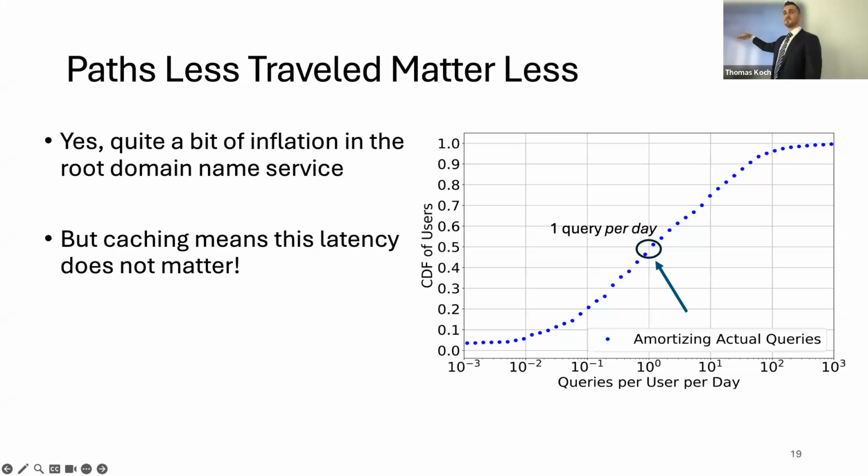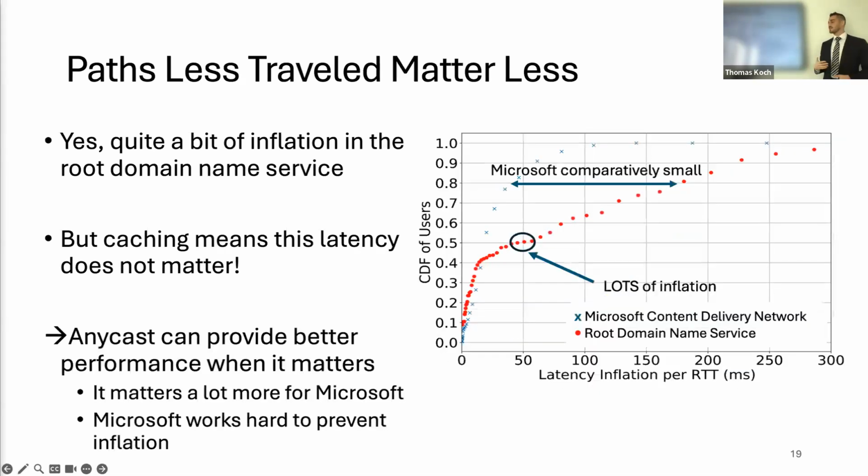The root domain name service's records are very easily cached, and so you rarely actually need to interact with the service. In other words, performance doesn't matter nearly as much in the root domain name service, whereas it matters a lot for Microsoft. To load a single web page, you need to interact with Microsoft's network several times. No such caching there. And because of this performance requirement, Microsoft works hard to prevent inflation. And so its Anycast strategy works better.